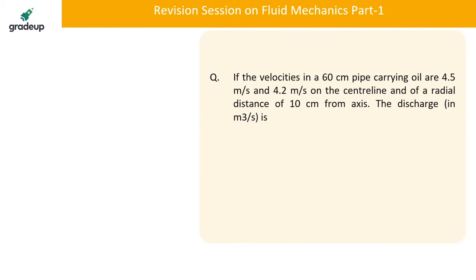Next question: the velocity in a 60 centimeter pipe carrying oil are 4.5 meter per second at 4.2. Yes, quickly answer the question, everyone. Come on everyone, tell me the answer for this question.